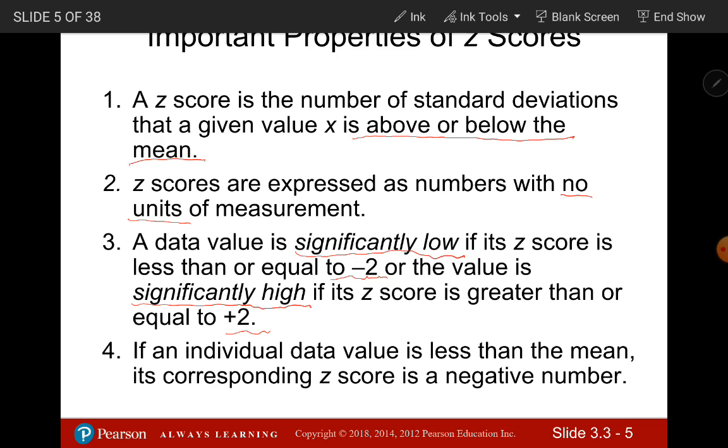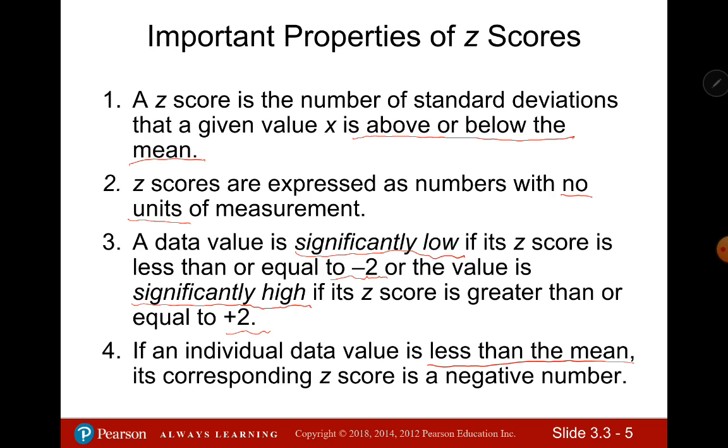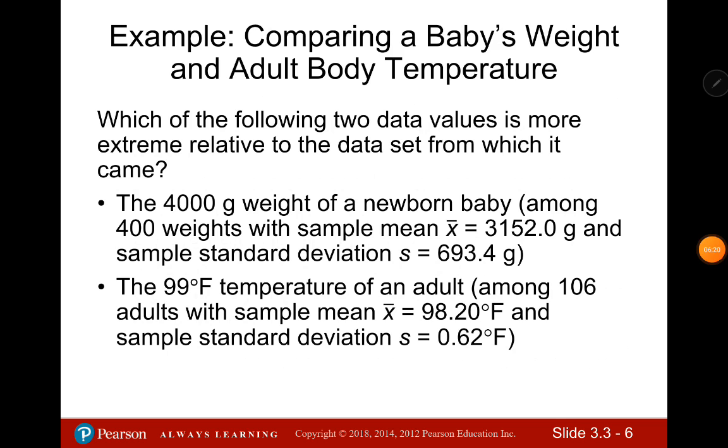Okay. So next one, if this x value, the data value, is smaller than the mean value, so if we have the x value 3, but the sample mean for the whole data set is 5, then this x value is smaller than the mean. So the corresponding z-score for the x value is a negative number. Okay. Let's check the example to help you understand.